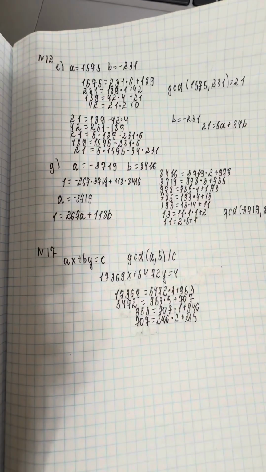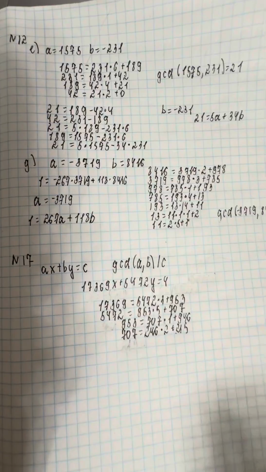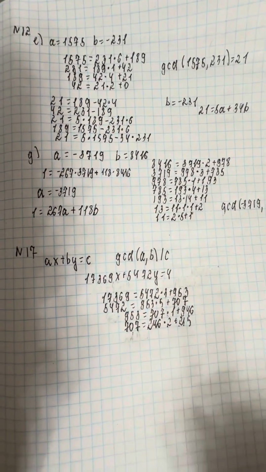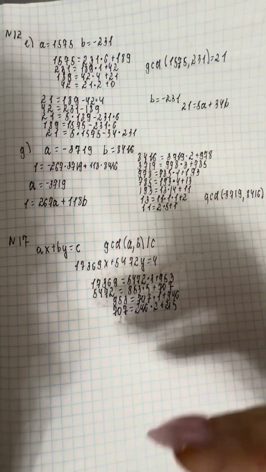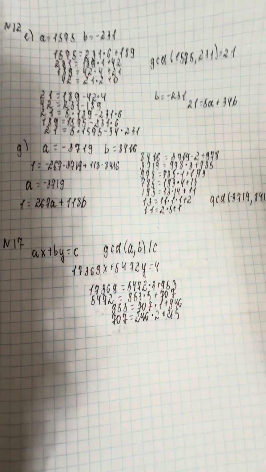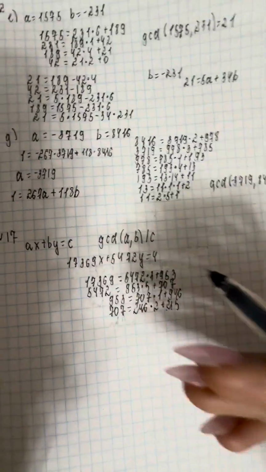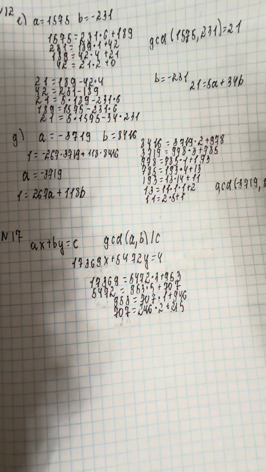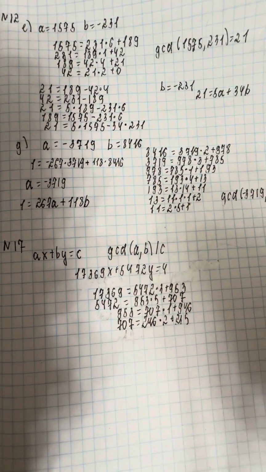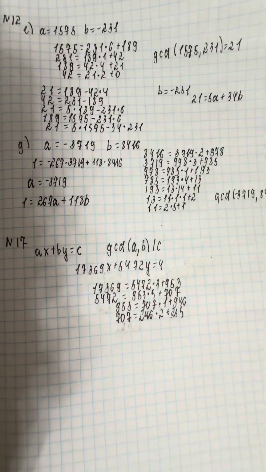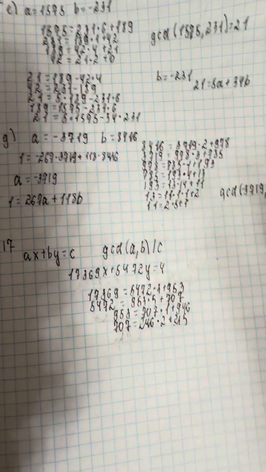Next, problem 17, and we need to find the x and y. A linear Diophantine equation has an integer solution if and only if the greatest common divisor of the coefficients divides the c. And I started to find the greatest common divisor of the coefficients, and I just continue.